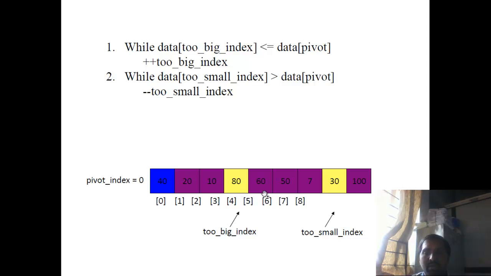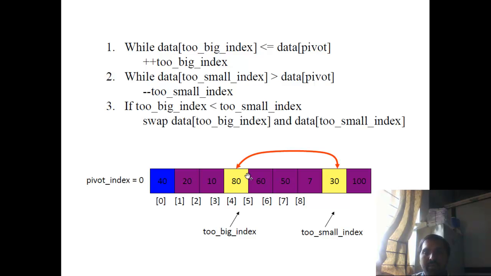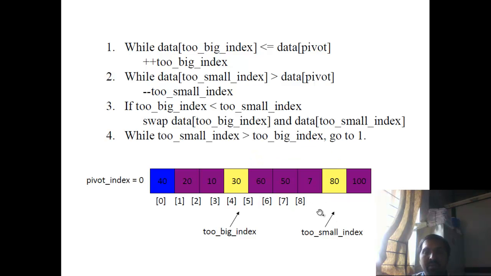So now we can change. The big index and small index are not crossing. When these two positions are not crossing, we can swap 80 and 30. So now we swap these two, 80 and 30. In the same way, now we take the big index position from 60 and small index position from 7.